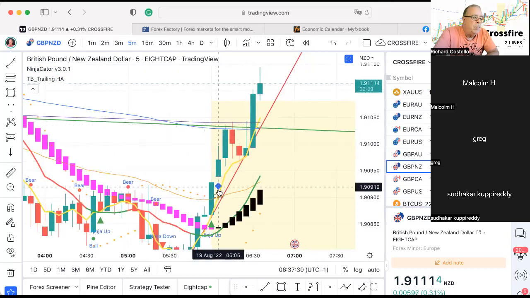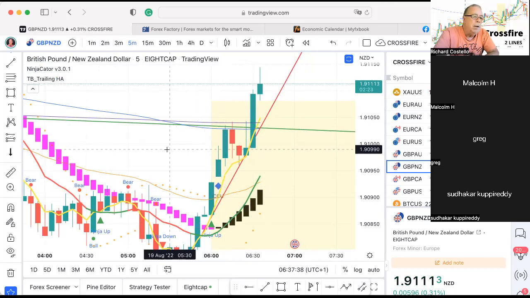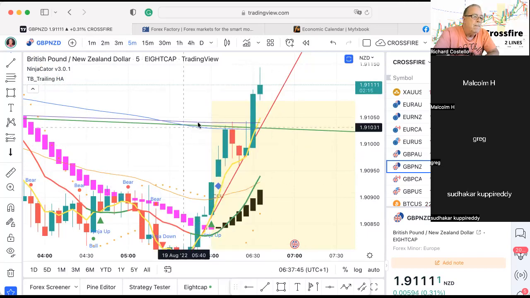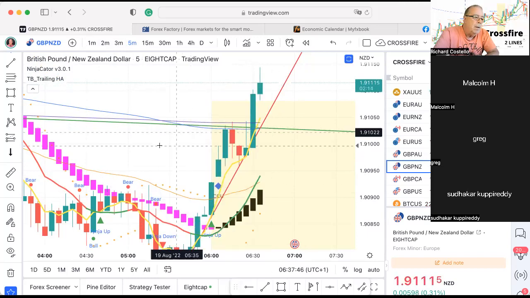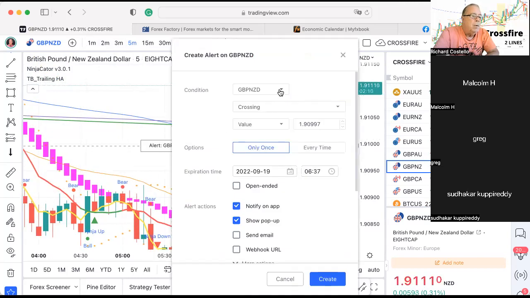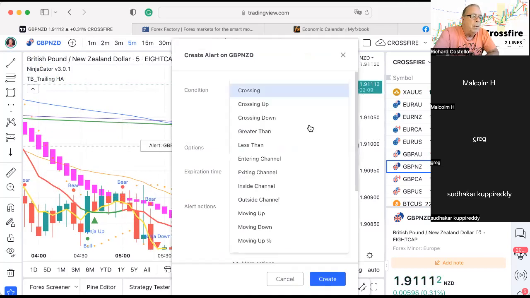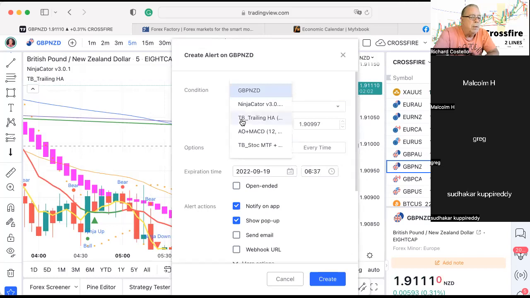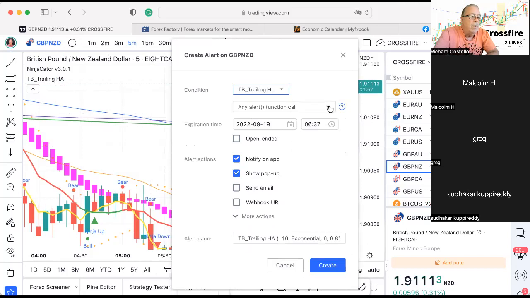The reason we've got this color change up and color change down is to allow us to put an alert on it. So what I can do is, if I right click there and add an alert, there we go. You have to be on an indicator, don't you? No, I put it on this one, TV trailing, which is the name of the indicator. So I put it on TV trailing.